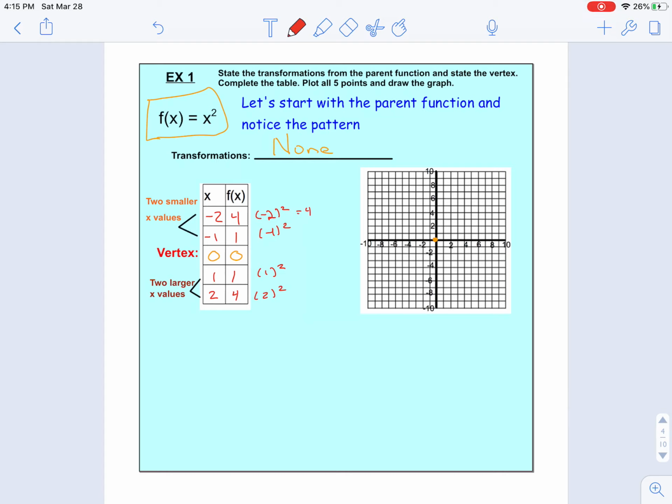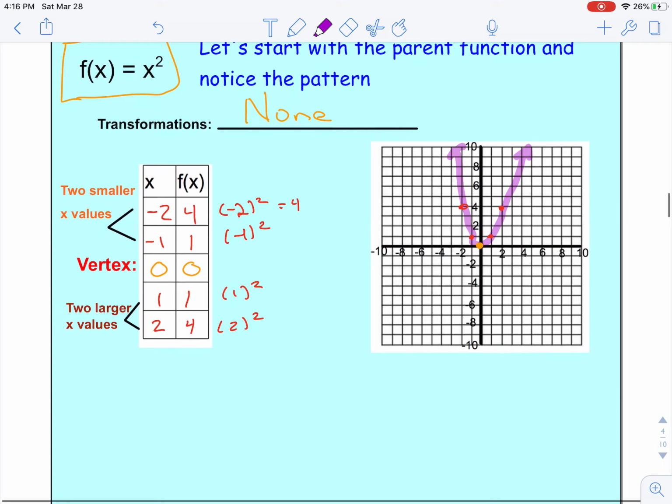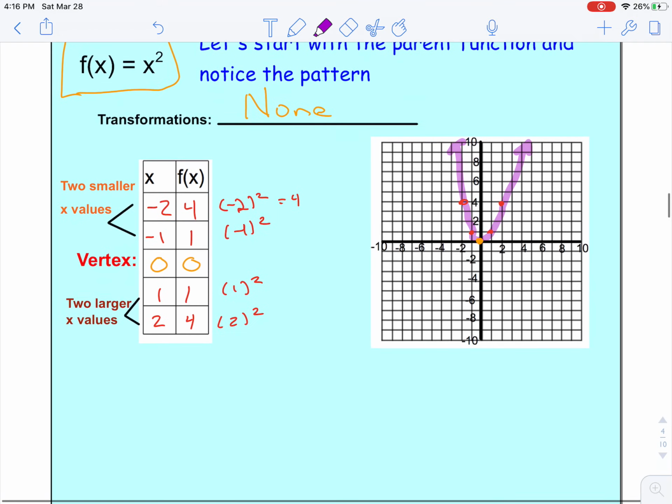So we saw this pattern happening yesterday too. Well, let's plug these in. And it fits the over 1, up 1, back 1, up 1, over 2, up 4, back 2, up 4. There's our parent function. Let me zoom in a little bit on here. You're going to start to see this pattern a lot with graphing parabolas.